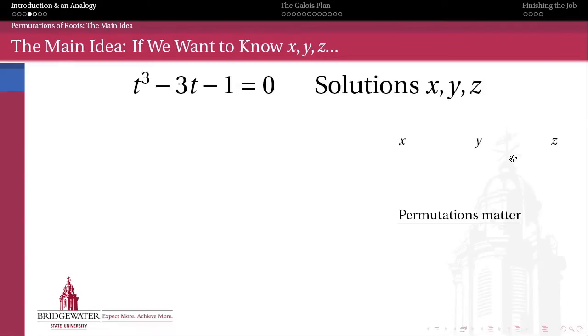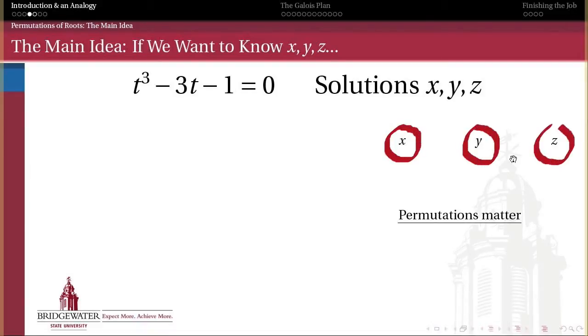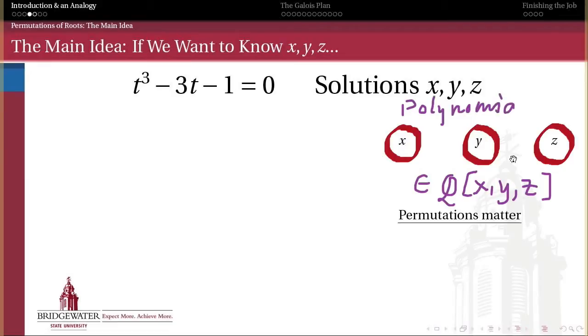I have an equation, and I want to know its solutions x, y, and z. So what I'm looking for, really, is the values of 3 specific polynomial expressions in x, y, and z. These are polynomials in x, y, and z. Their coefficients happen to be 1, so they happen to be rational numbers. If we think of them as polynomials, what's going to happen to any one of these polynomials if I swap the roots around? If I swap x with y, then this polynomial x is going to turn into the polynomial y, which in principle could have a different value than x originally had.